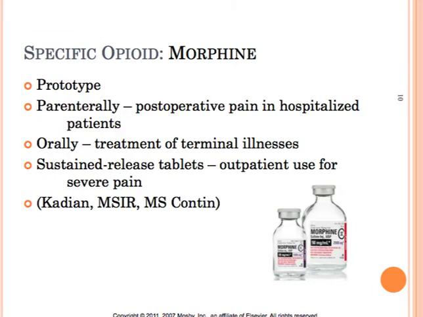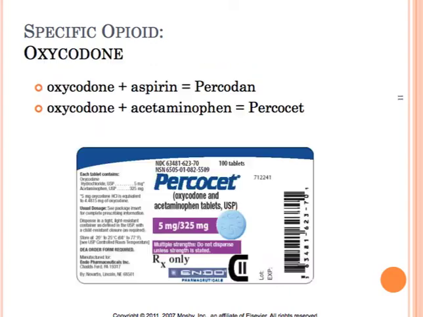So the first specific drug is morphine. It's the prototype of the opioid agonists because it's the first one that was out. It's used parenterally, meaning IV, for postoperative pain in hospitalized patients. It can also be used orally. There are sustained release tablets for patients with severe pain.